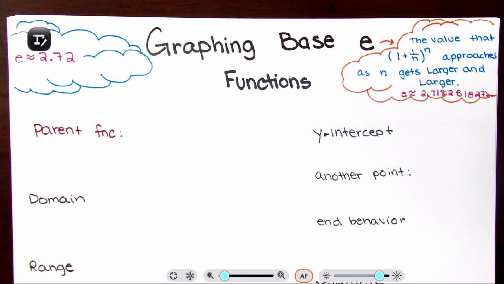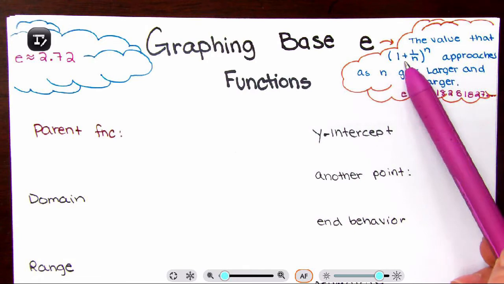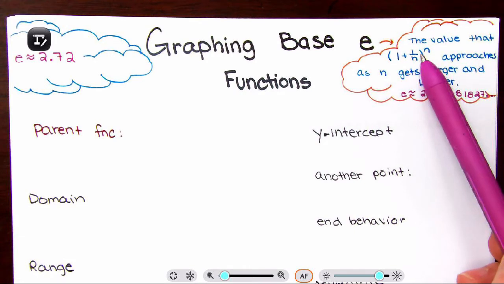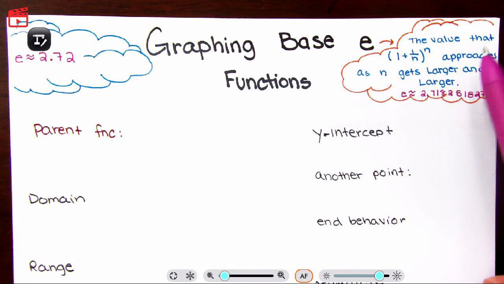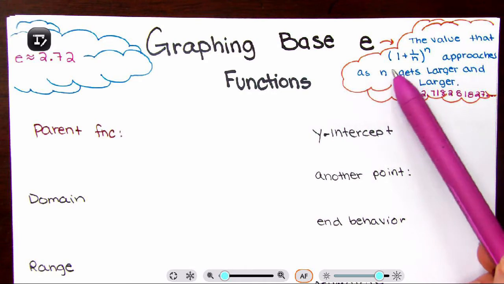Beautiful people, and welcome. In today's video, we are discussing how to graph a base e function. Now, this is an exponential function that happens to have a base e. What is e? e is the value that 1 plus 1 over n to the nth power approaches as n gets larger and larger.